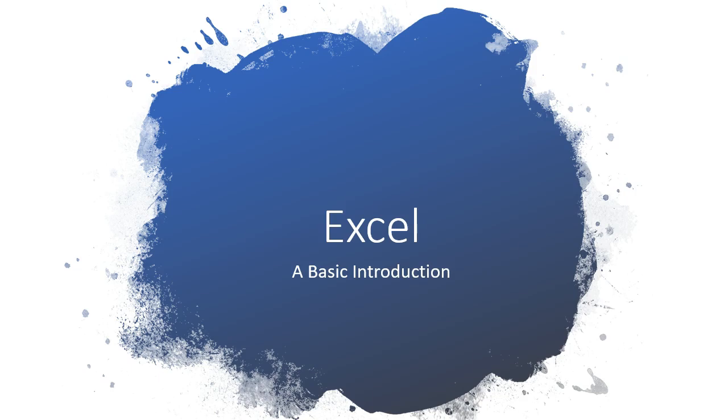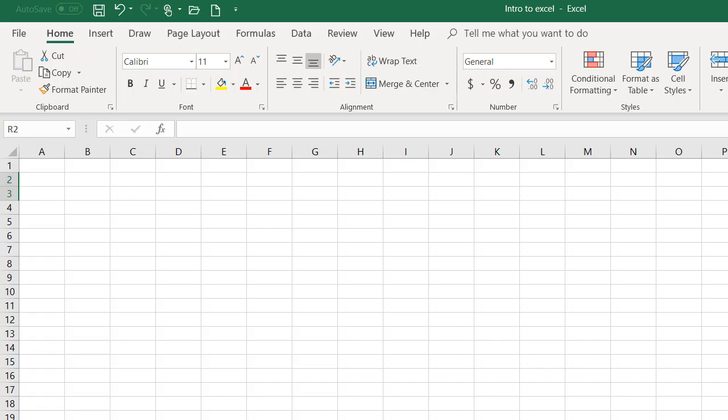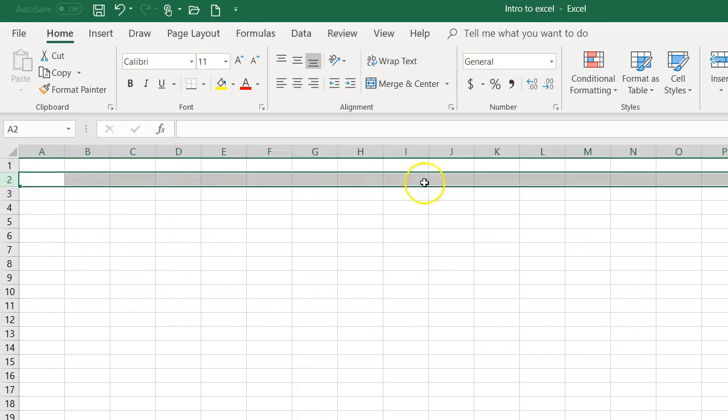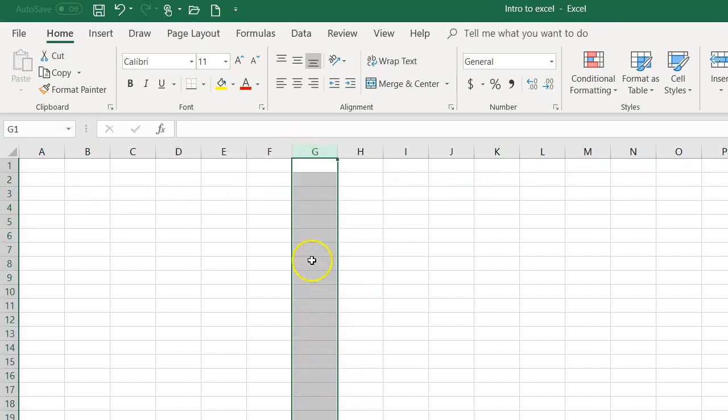Video on Excel, a basic introduction. Excel consists of a lot of little boxes called cells. It has rows, which go from side to side, and columns, which go up and down, and where they intersect is called a cell. Each one of these cells has a name.